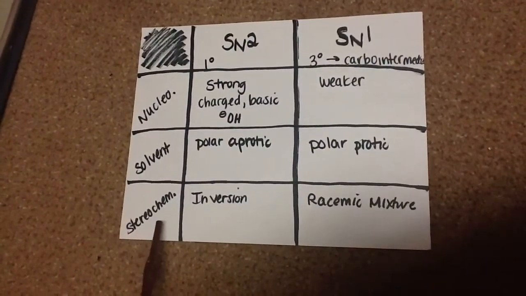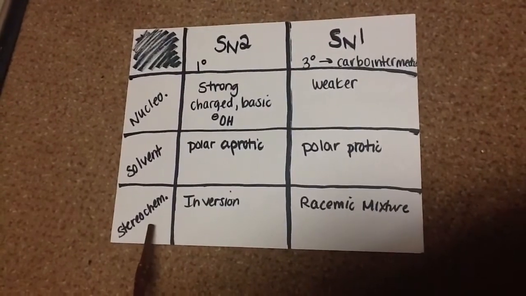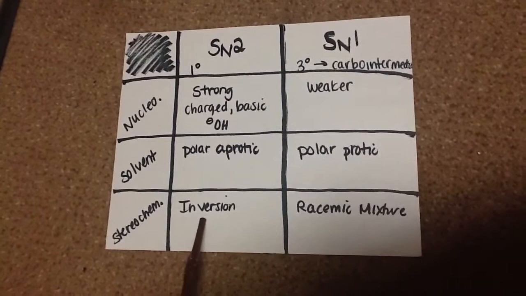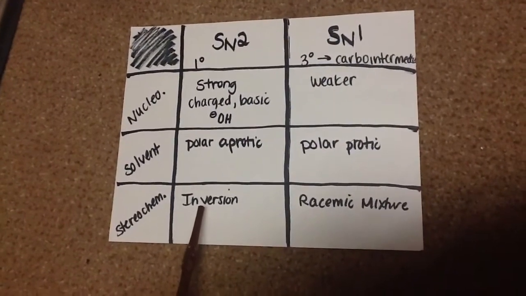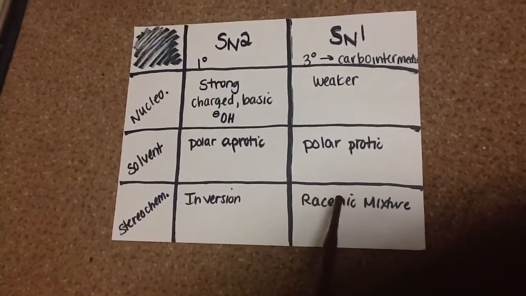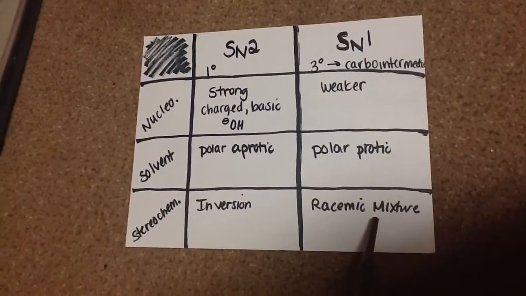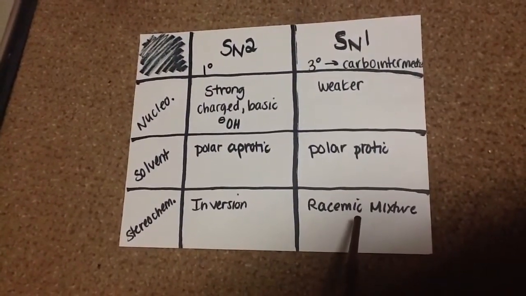Finally, let's look at the stereochemistry. After the SN2 reaction completes, there's inversion of stereochemistry because of the backside attack. When the SN1 reaction completes, it forms a racemic mixture. This is because it can attack from both sides.